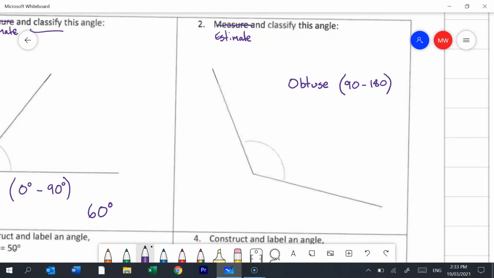Again, if we were going to try and estimate, this one looks to me like it's about halfway between, if this was a 90 degree bend. So I'm going to estimate that this one is about 135 degrees. It's definitely more than 90, it's definitely less than 180, and I'd say it's about halfway between them, which is 135 degrees.